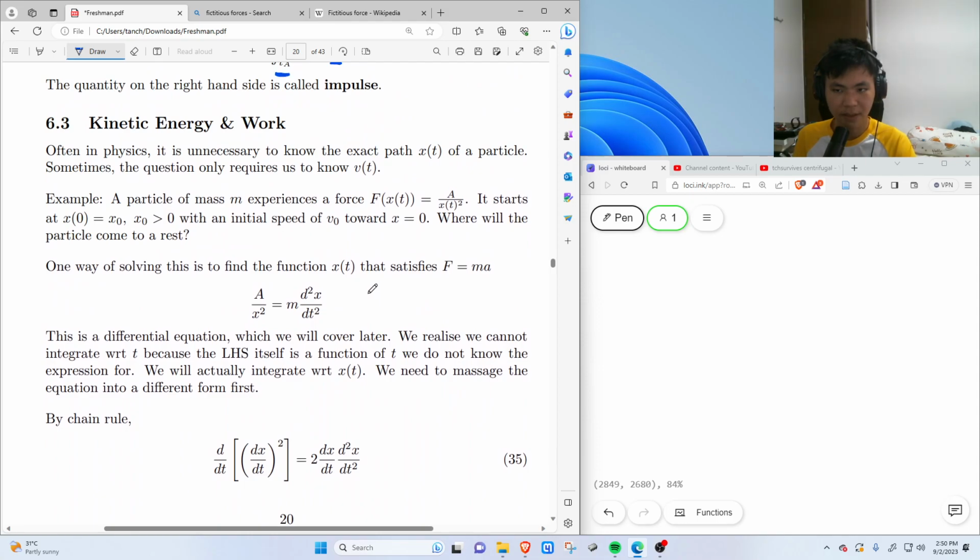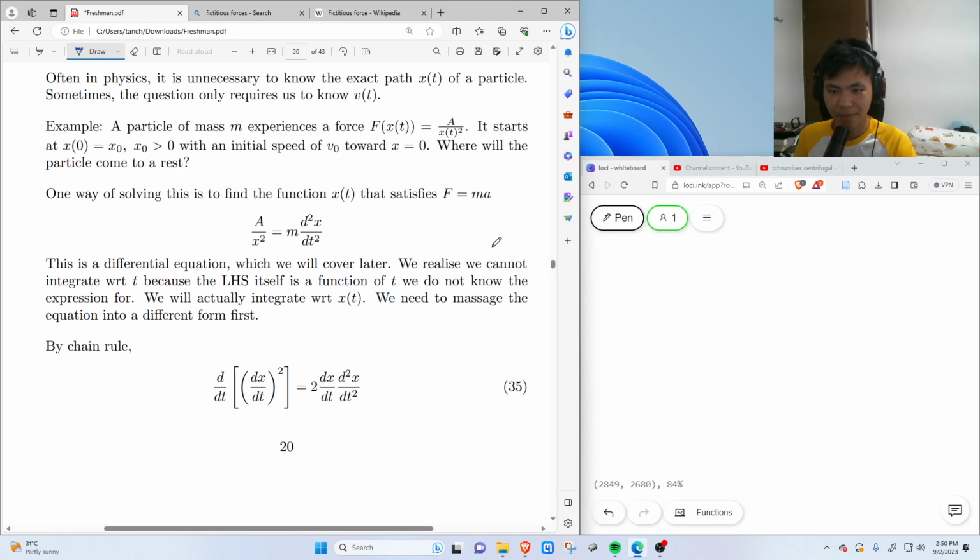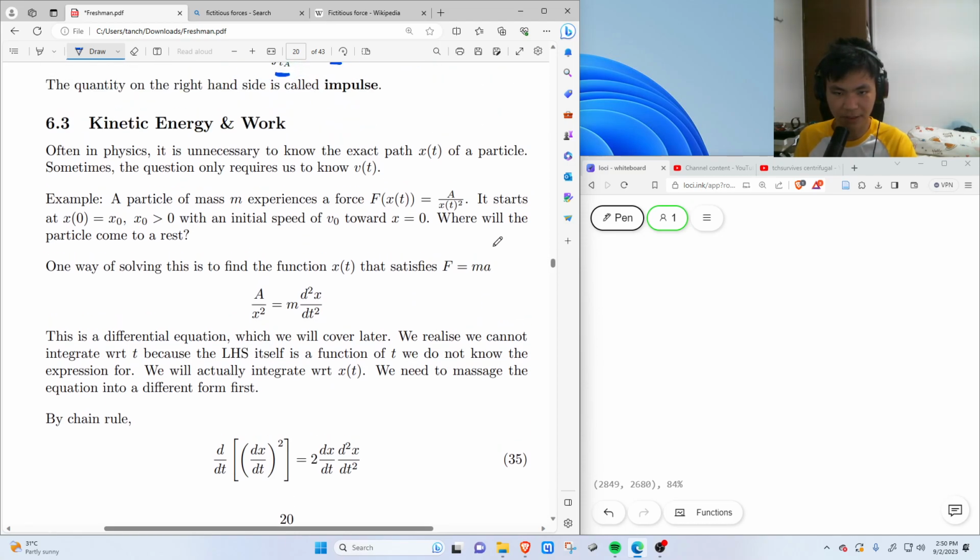But what if I do not give you force as a function of time? What if I give you instead force as a function of distance? So if I give you force as a function of distance, example question: I have a particle of mass m and it experiences this force. The force depends on where the particle is located.